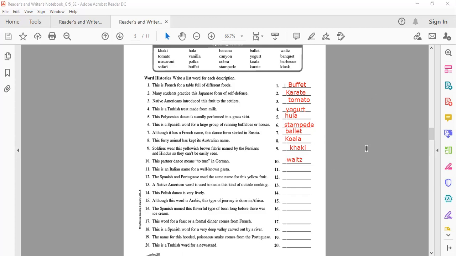Number 11. This is an Italian name for a well-known pasta. What do we call it? Macaroni. Macaroni. Very good, Tina. Excellent job.